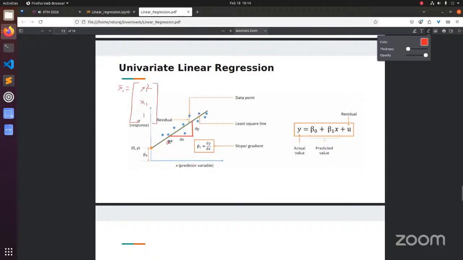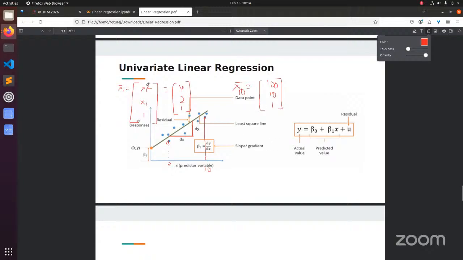Say x1 is 2. So the x1 bar for this point would be 2 square, 4, 2, and 1. Say for this point x1 is equal to 10, then the x10 vector is 10 square, 100, 10, and 1.